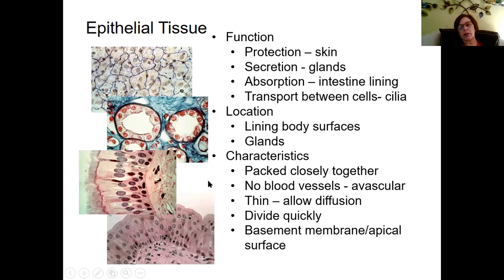So our takeaways today are that there are 4 categories of tissues: epithelial, connective, muscle, and nervous. We'll be doing 3 of the 4 in this chapter. Starting with epithelial, we have 4 functions, we have 2 locations, and we have 5 characteristics that are common for all epithelial tissues that you will need to know for the test. We'll talk about each of these, or at least some of these, individually when we get into the specific tissue types.